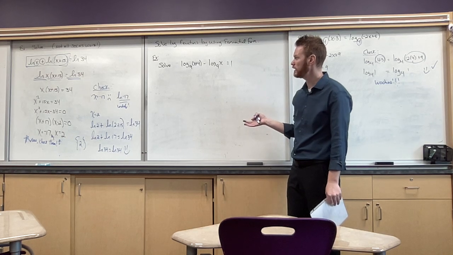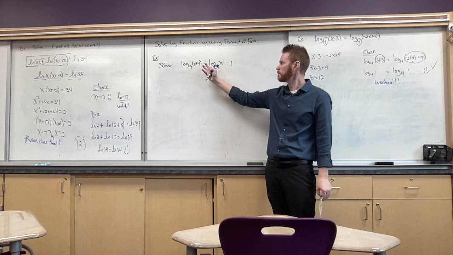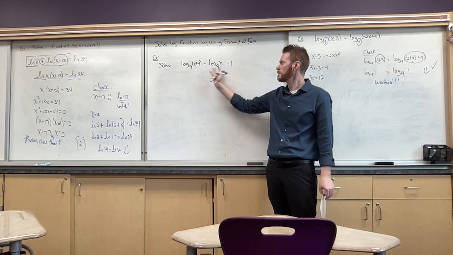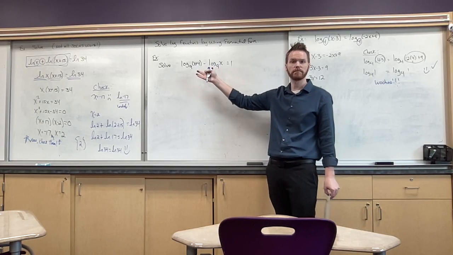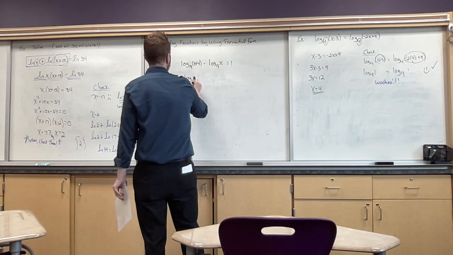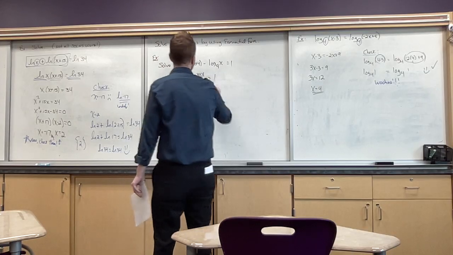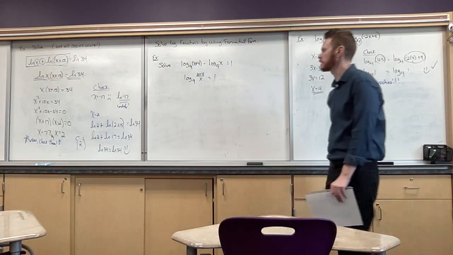So instead, let's try to combine these into one log, okay? So because it's subtraction, that means it's the same thing as what? Dividing those guys, right? Okay. So let's go ahead and use that property. So we have log base 9 of x plus 4 over x equals 1. So that's me using the properties.